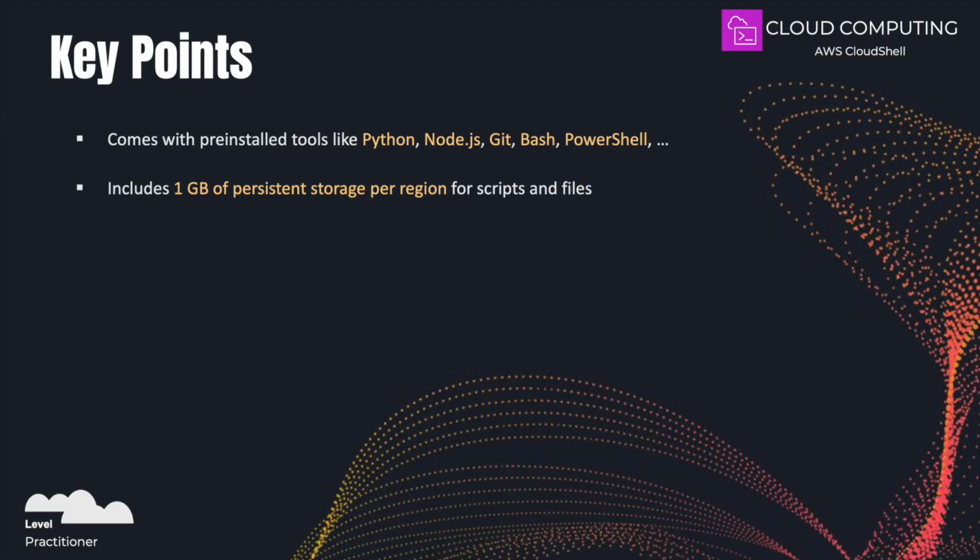Second, each CloudShell session provides you with persistent storage, 1 GB of space per region. That means your files, scripts, and configurations are saved between sessions. So if you upload a script today, it will still be there the next time you open CloudShell in the same region. Third, let's talk about limits and cost considerations.